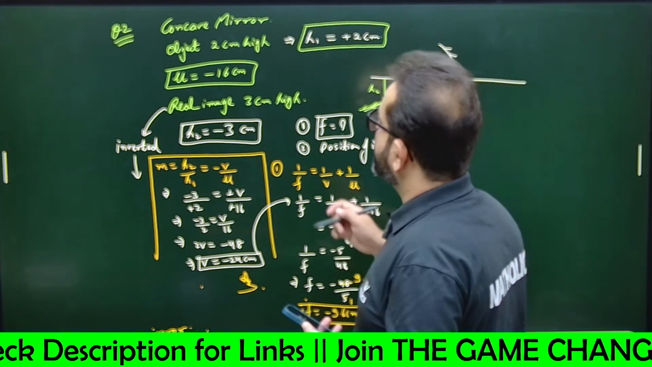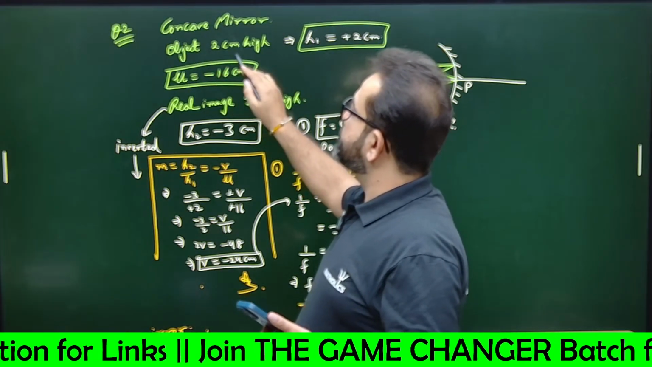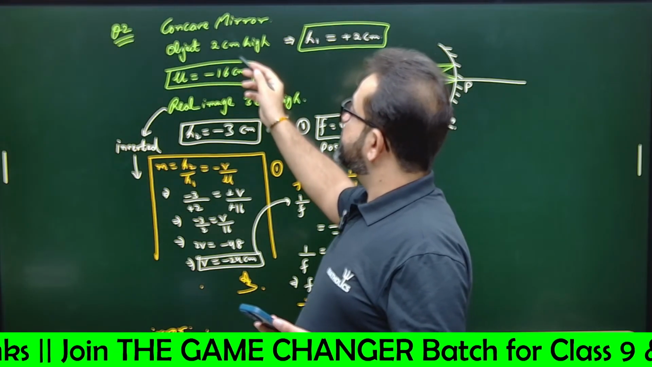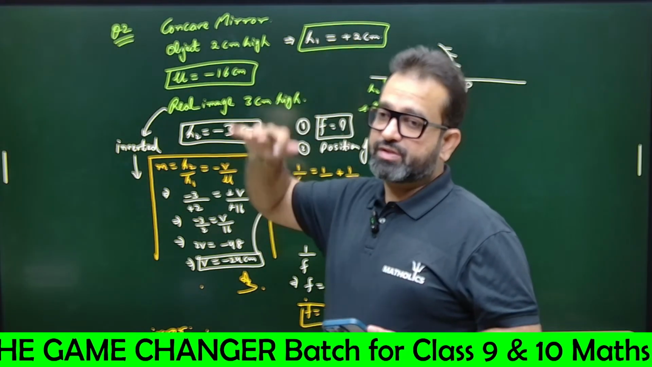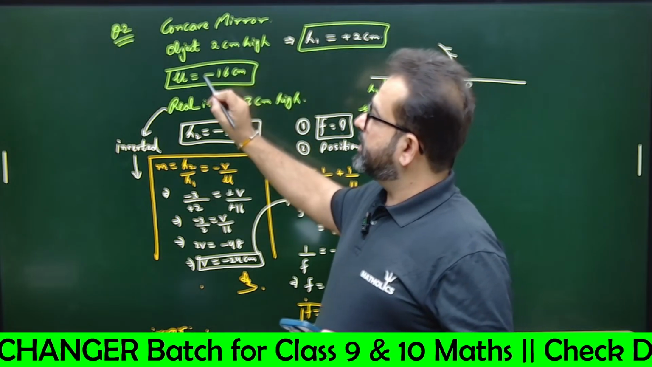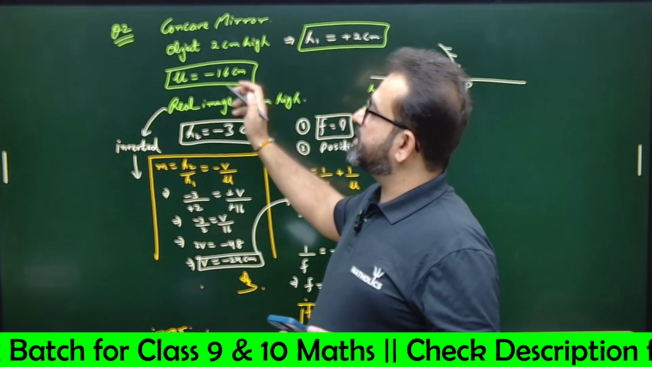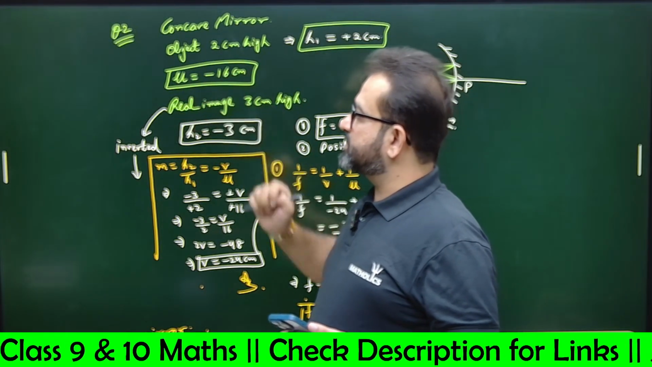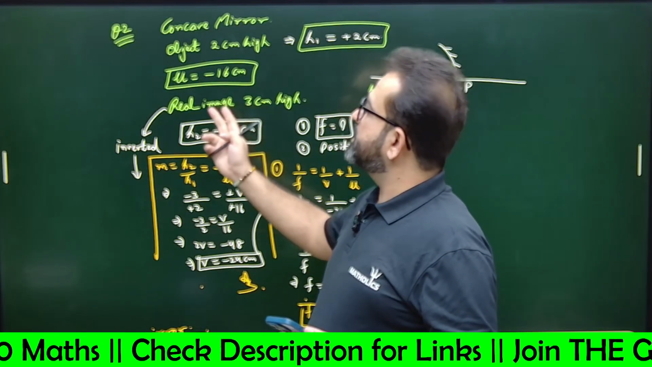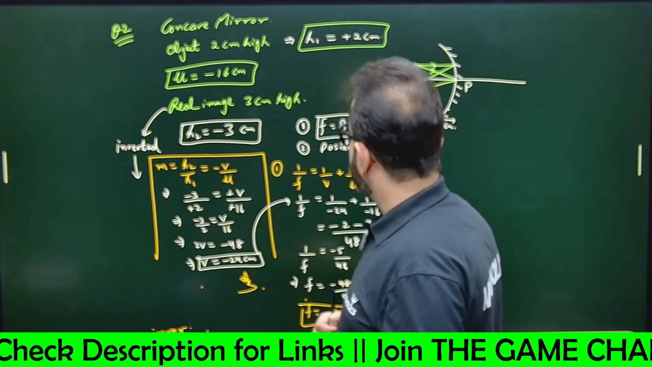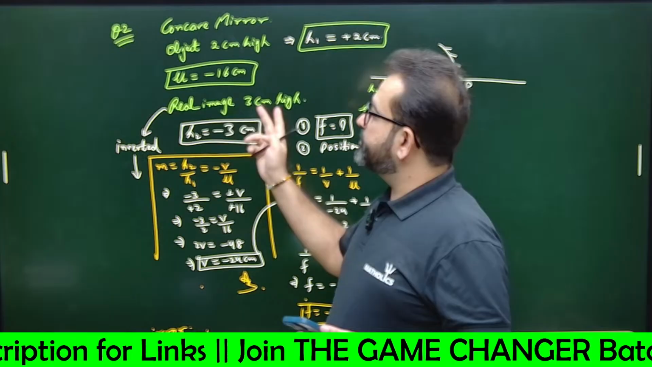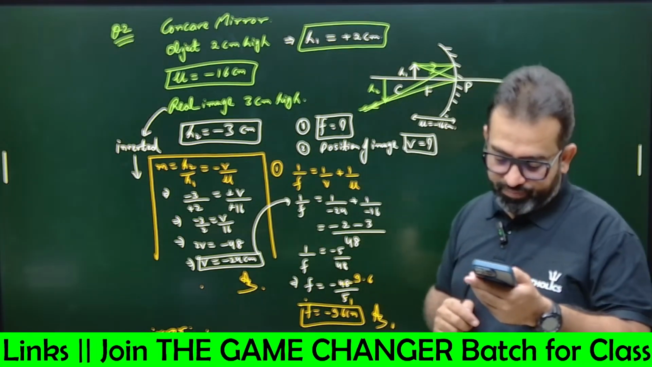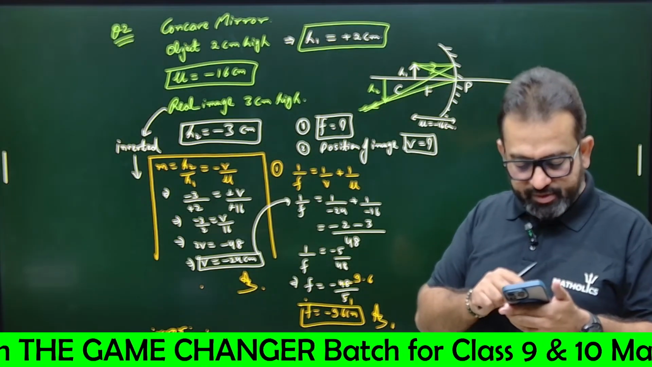Now, for a concave mirror, object height is 2 centimeter. So H1 will be plus 2 centimeter because the object is always on the upside. Object distance is 16. That's why we have written object distance as minus 16. It forms a real image 3 centimeter high. What does this mean? Yes, object is H1 and image is H2, right?